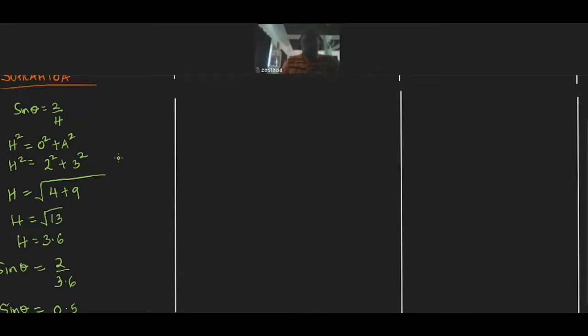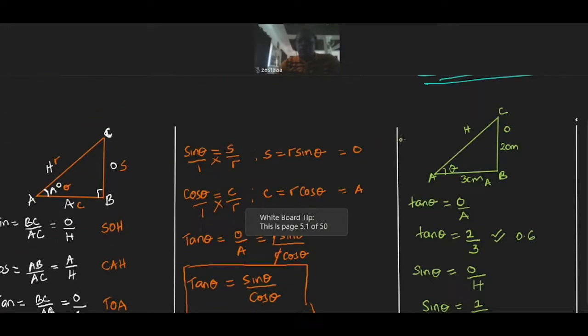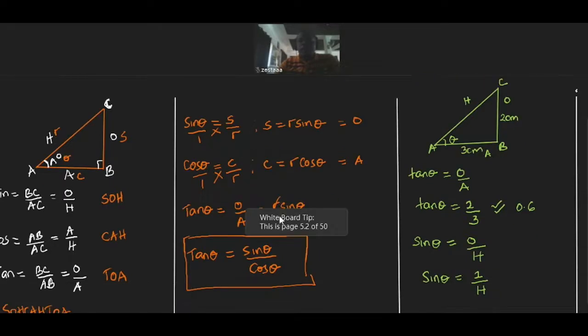Moving on, we're also told to find our cos theta. We know that cos is the adjacent over the hypotenuse. From our triangle, our adjacent is 3.